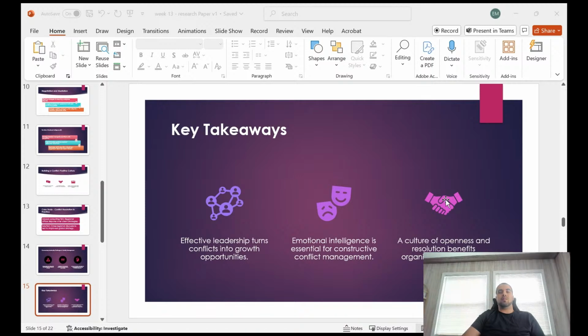Now we're going to talk about key takeaways from this presentation. So, to summarize, conflict, when managed effectively, can be a powerful tool for innovation and collaboration. Leaders who develop emotional intelligence and foster a conflict-positive culture can turn disputes into opportunities for growth. Proactively training teams and implementing structured conflict management strategies will strengthen an organization's overall effectiveness.